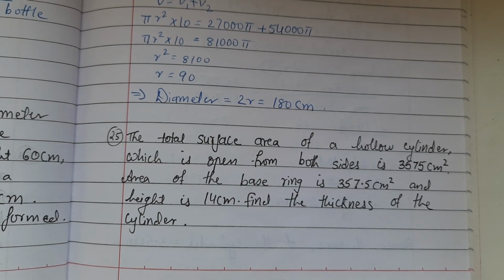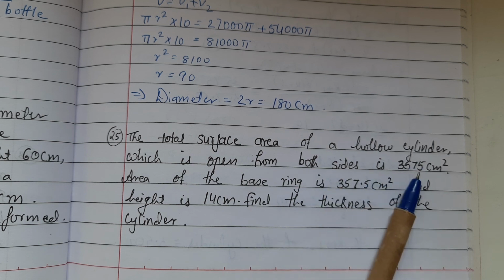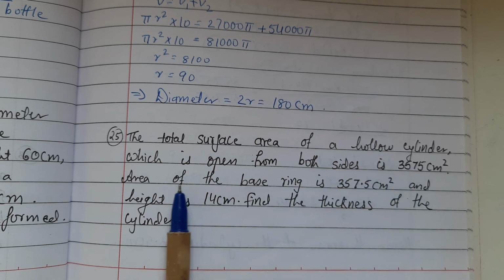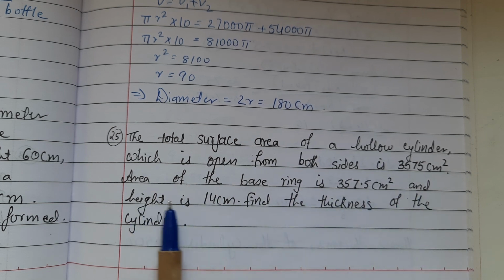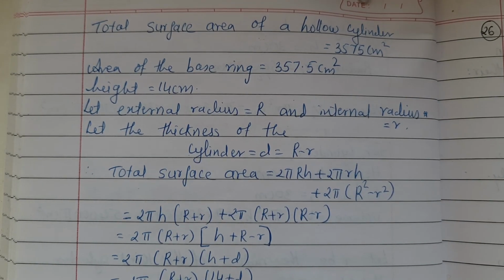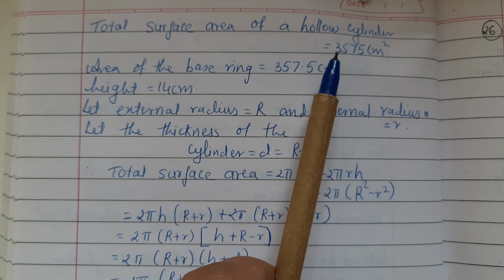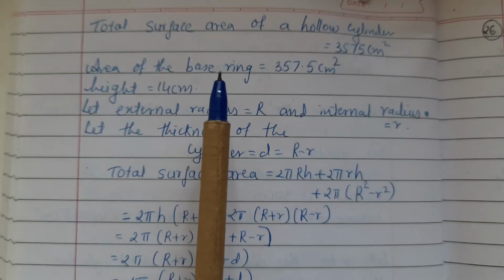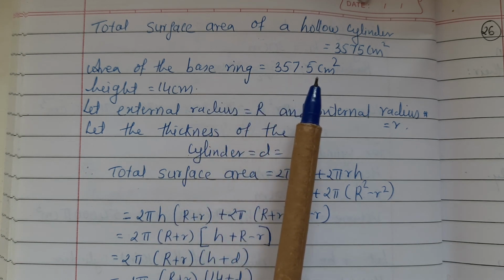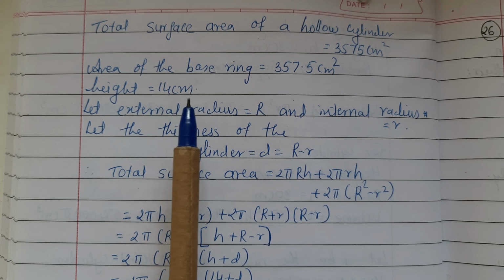Sum number 25. The total surface area of a hollow cylinder which is open from both sides is 3575 centimeters square. Area of the base ring is 357.5 centimeters square and height is 14 centimeter. Find the thickness of the cylinder. Total surface area of a hollow cylinder is 3575 centimeters square, and given is area of base ring is 357.5 centimeters square. Height 14 centimeter.